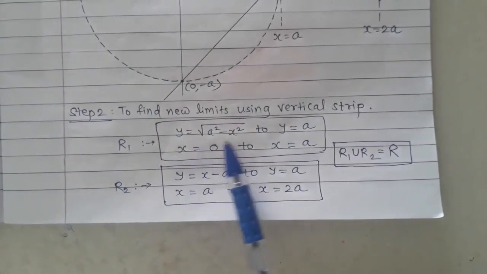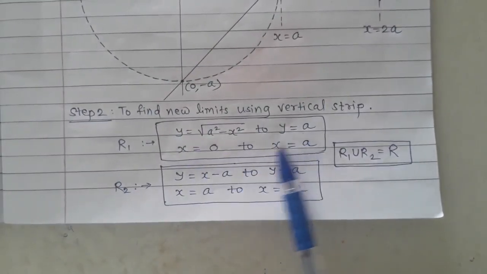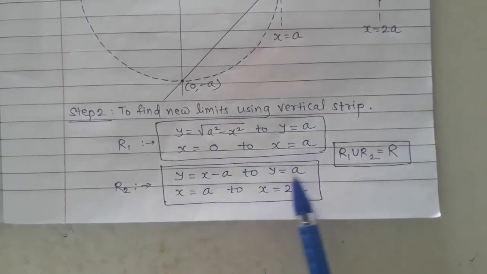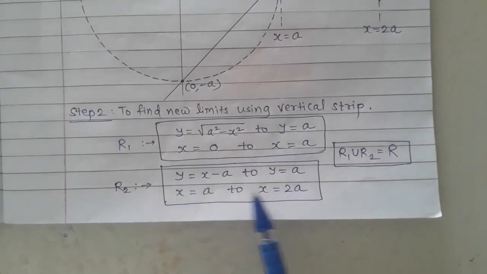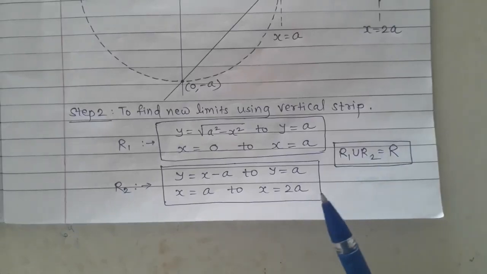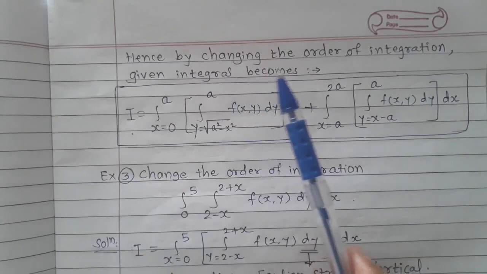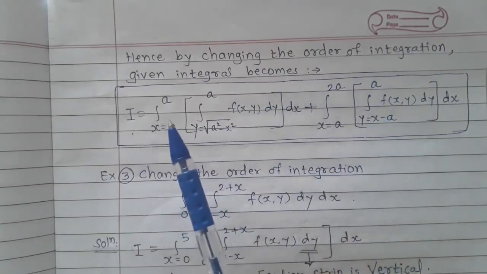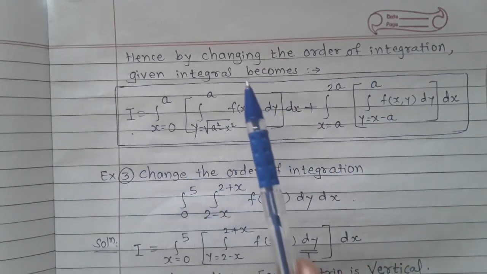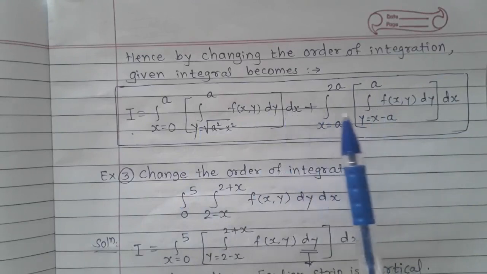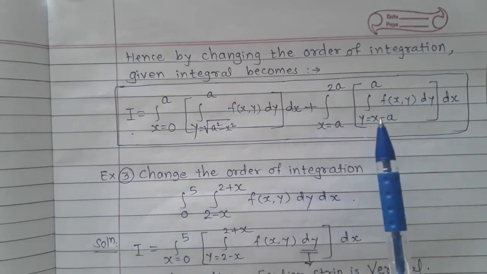R1 is y equals root of a square minus x square to y equals a, and x from 0 to x equals a. And R2 is y equals x minus a to y equals a, and x equals a to x equals 2a. Here R1 union R2 is equal to R, with empty intersection. Hence, by changing the order of integration, the given integral we can write like this: first the R1 limits and then the R2 limits. So region R1 plus region R2, that is region R, is covered by this addition of double integrations.